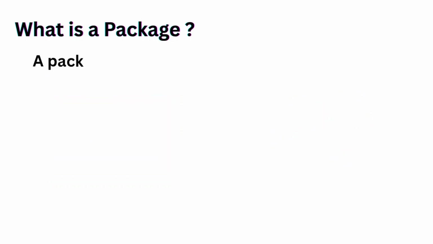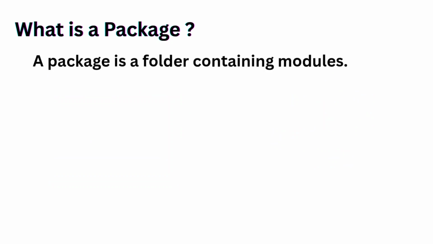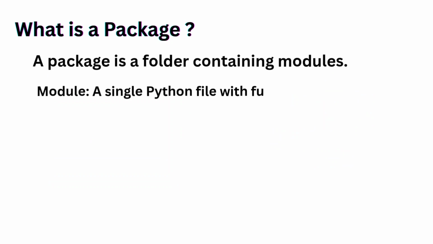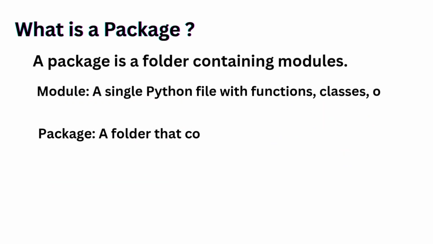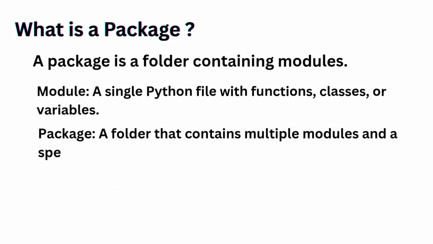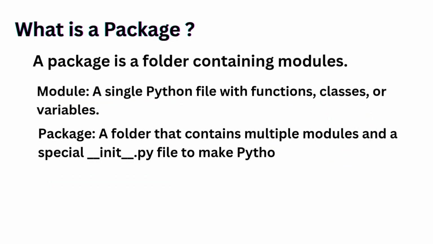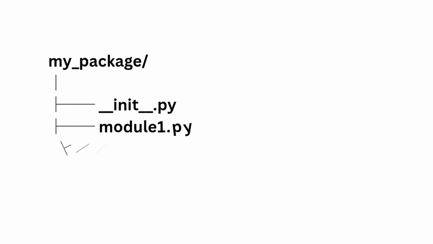In Python, a package is basically a folder containing modules, and modules are just Python files, that's .py, with code in them. A module is a single Python file with functions, classes, or variables, and a package is a folder that contains multiple modules and a special __init__.py file to make Python treat it as a package. Here is the example. This allows you to organize code neatly and reuse it across multiple projects.